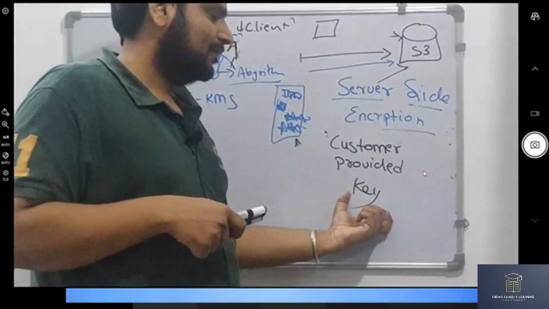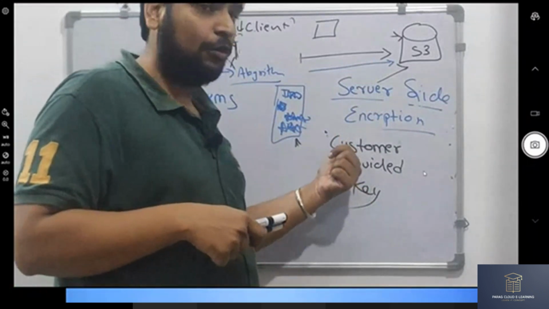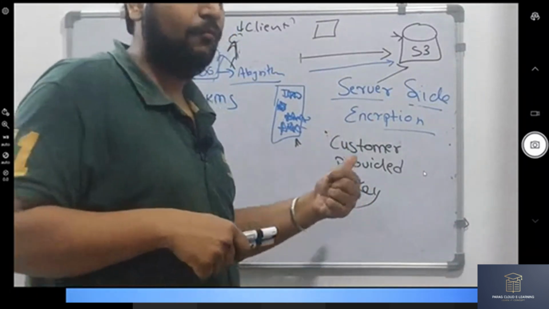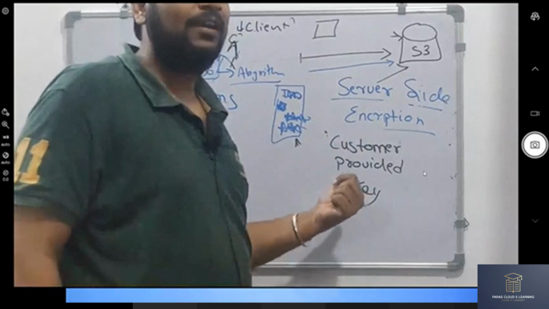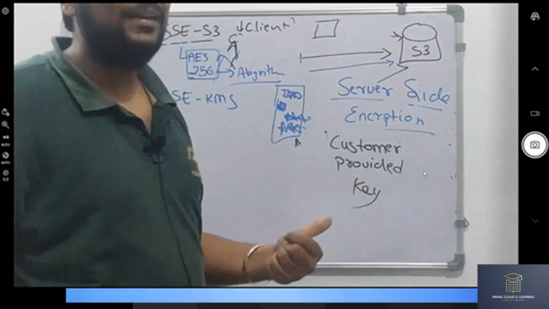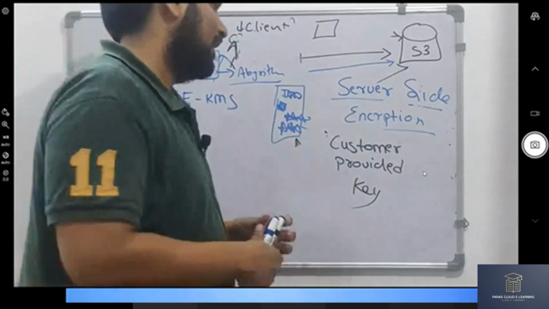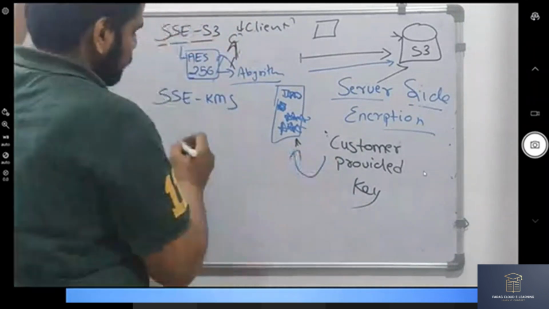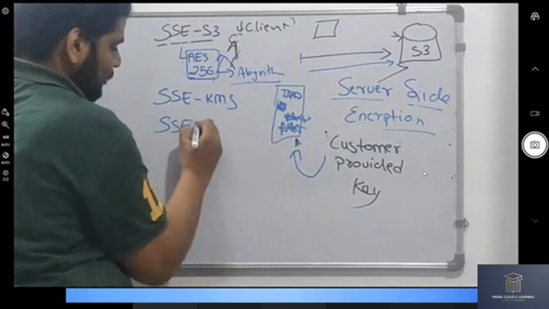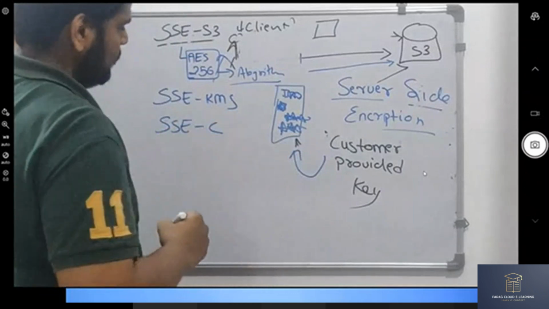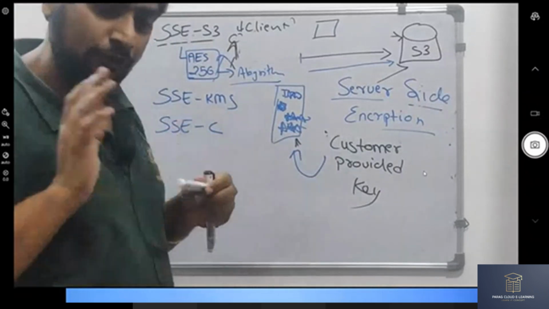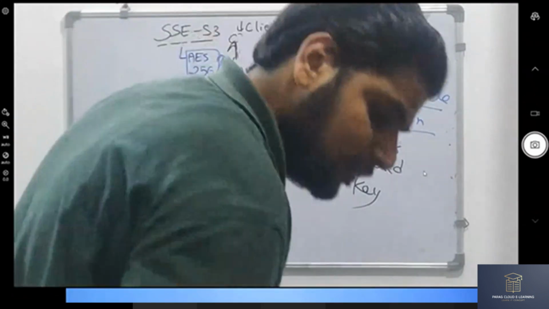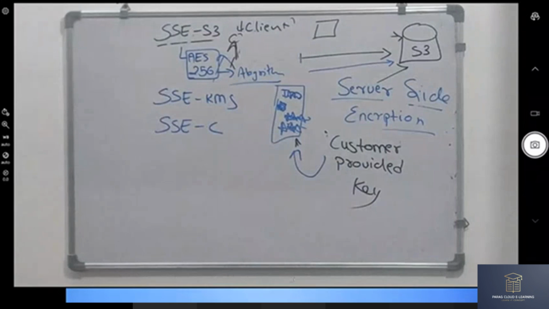The key is created at your house. You're bringing the key from outside, you're not using the key provided by Amazon. You're bringing a key from outside and then you are encrypting the data. So it is called SSE-C, server side encryption. Amazon is doing the encryption using your key, but the keys are generated in your on-premise.